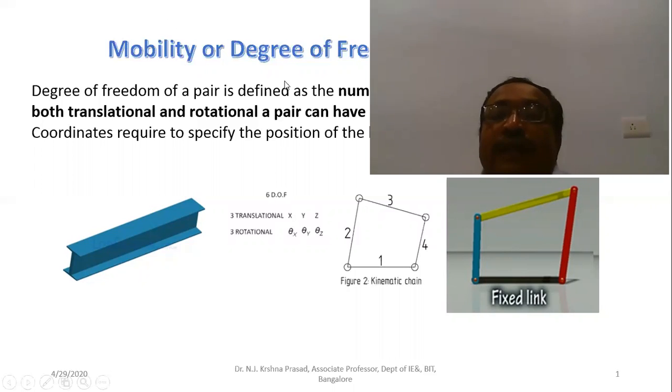Then mobility of a mechanism, it is possible to define it as the number of independent relative motions, both translational and rotational, a pair can have. Or it can also be defined as the number of independent coordinates required to specify the position of the links of a mechanism at any instant of time.